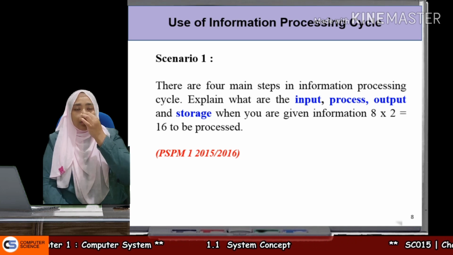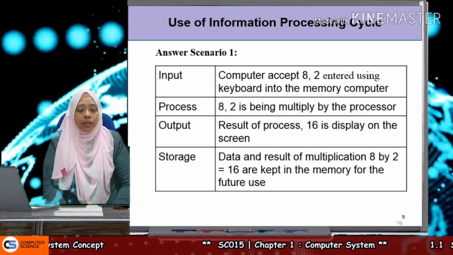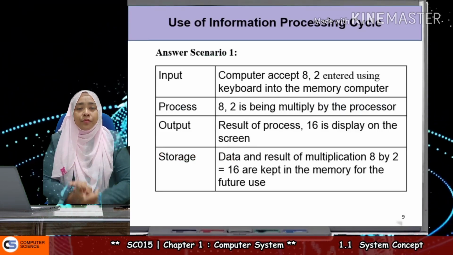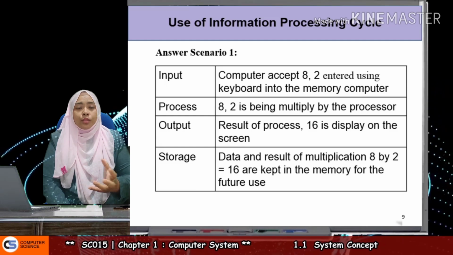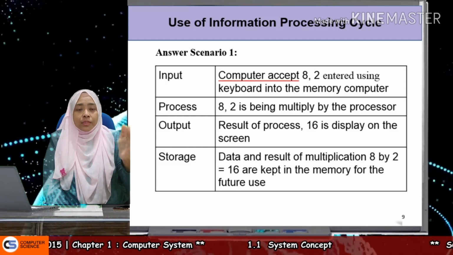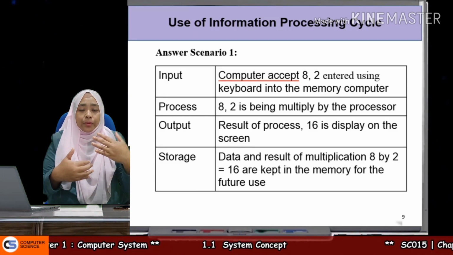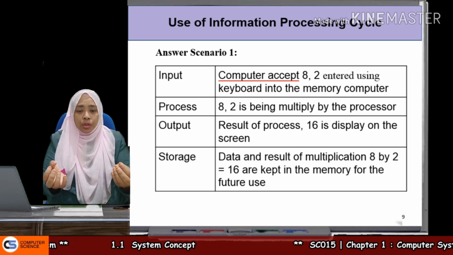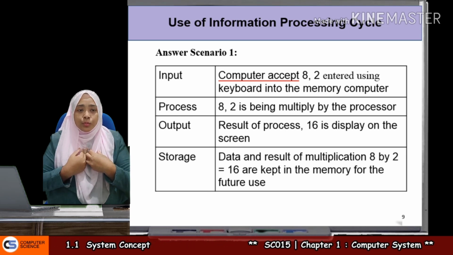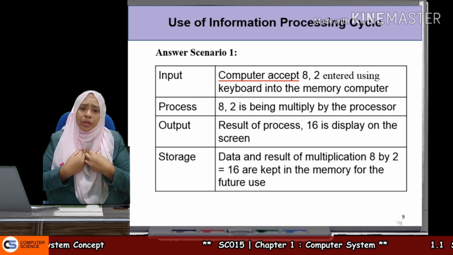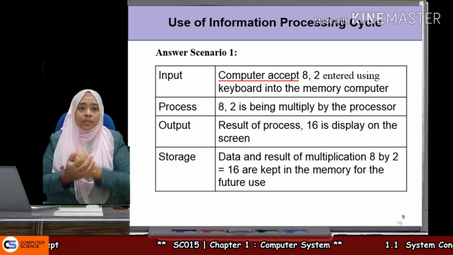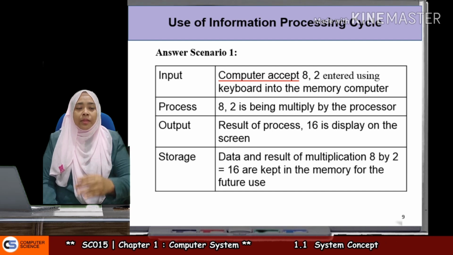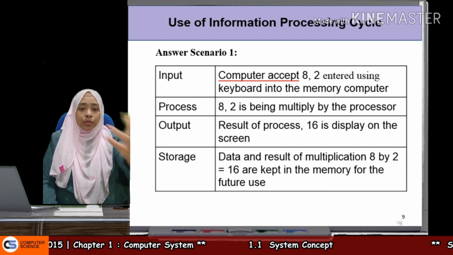Okay, so for the input, the computer accepts. The keyword for input is accept. So for the information processing cycle, when we want to answer the question, make sure we describe based on what the computer does, not what we as a user do. What's the difference between what the computer does and what we do? Okay, look at the first answer, input. Computer accepts, that refers to what the computer does.